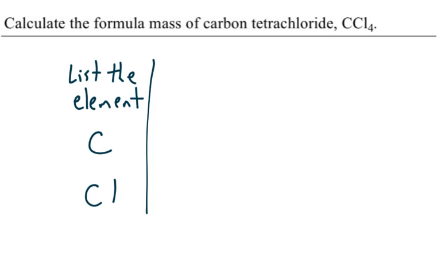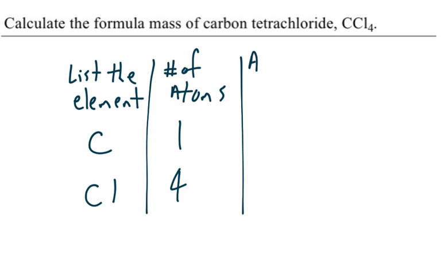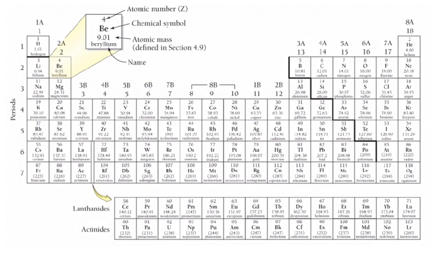Then the next thing you want to do is put the number of atoms that you find in the formula. In carbon tetrachloride, there is one carbon and there are 4 chlorines. Once you do that, this is where we need to go to the periodic table, and we're going to get the atomic masses. Usually, what I ask is to go 2 decimals deep, round it to the hundredths place. When we go to the periodic table, you're going to see that carbon, right over here, we're going to use 12.01. And for chlorine, we're going to use 35.45.